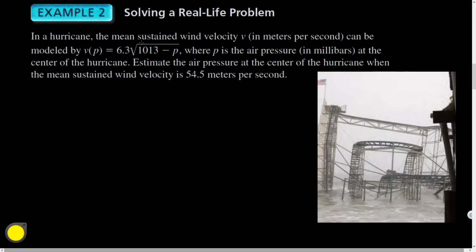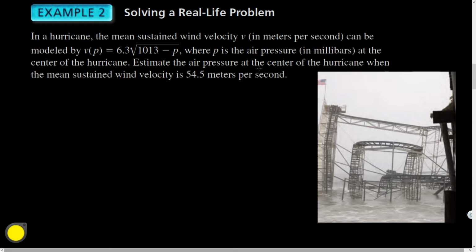Like a hurricane. Mean standard sustained wind velocity v in meters per second can be modeled by v of p equals this, where p is the pressure in millibars. Guys, to be honest, I don't know what a millibar is, but it's related to air pressure. Sounds good to me. At the center of the hurricane.